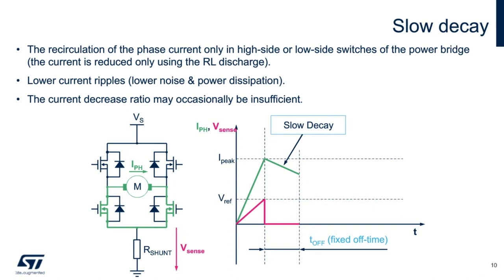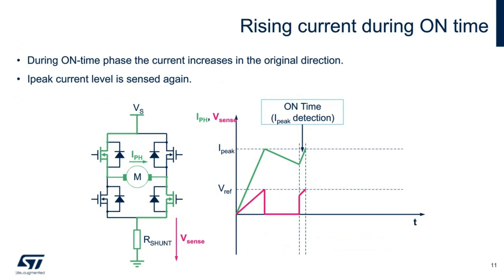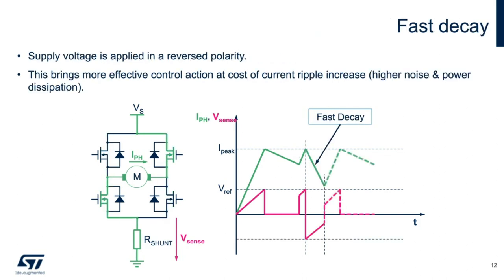During the on time phase, the current increases in the original direction diagonally through the high side and low side switch. The IPEAK current level is sensed again and triggers the next step, fast decay, described on the next slide. During the fast decay, the supply voltage is applied in a reverse polarity. This brings more effective control action at the cost of increased current ripple, higher noise, and power dissipation. I would like to stress here to not forget the properly sized bus capacitor, which can absorb the energy coming from the motor during the fast decay.